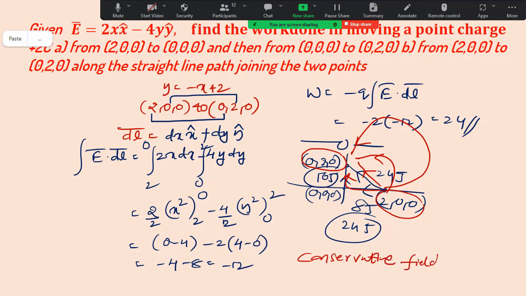Conservative fields. Our electrostatic fields are conservative fields. Those depend upon the end points only, not on the path. This is true for all the problems, so that is what you need to understand.